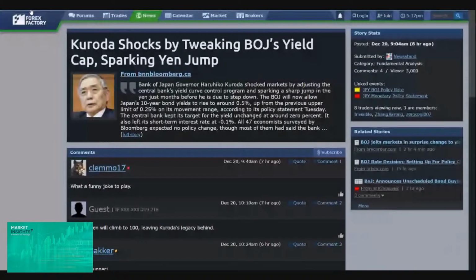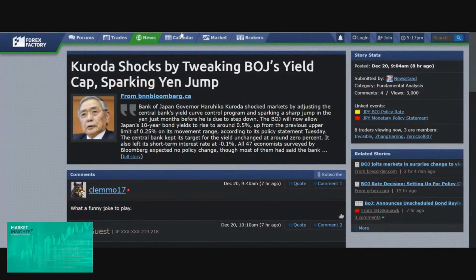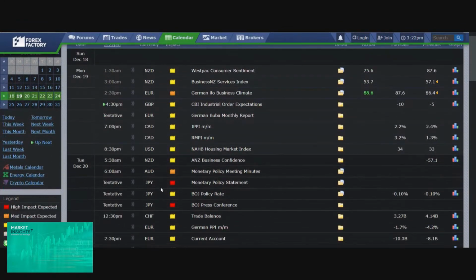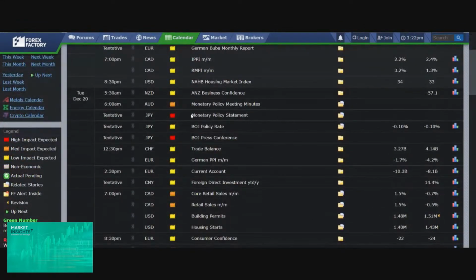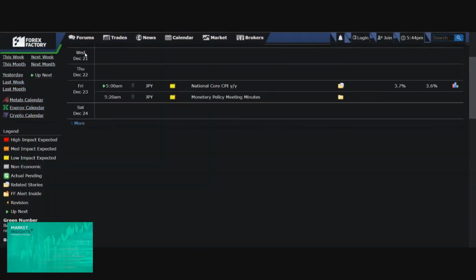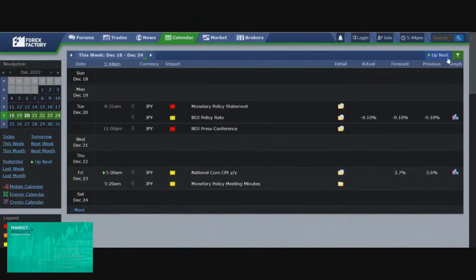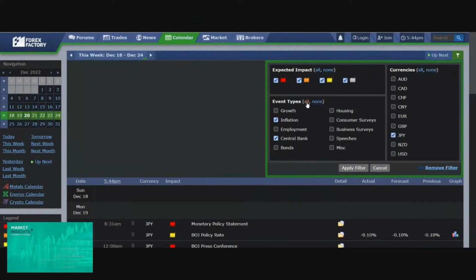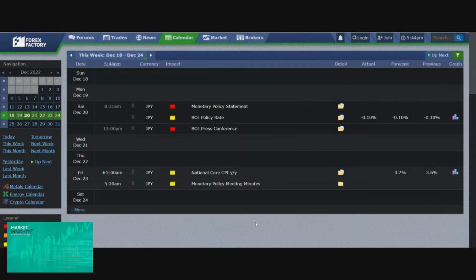So this is something of this sort. Today, 25th of December, there was a monetary policy statement by the BOJ, the Bank of Japan. What happened was the rate was kept unchanged, that is negative 0.1%. Today at around 8:30, we saw the monetary policy statement by them. The rate was kept unchanged.